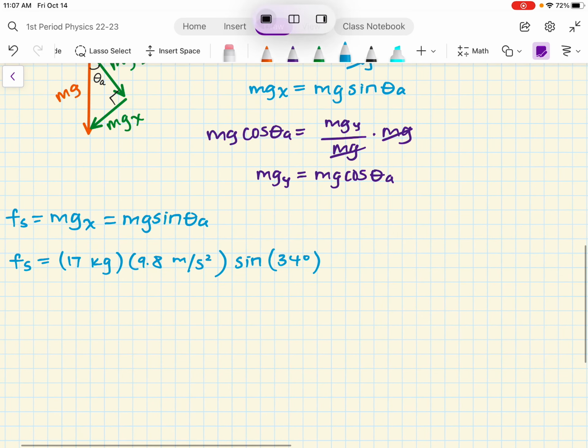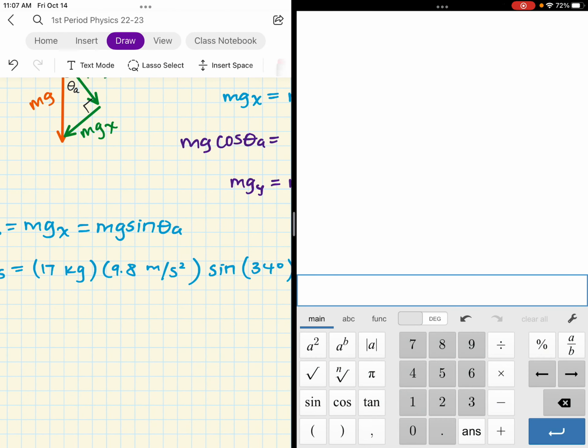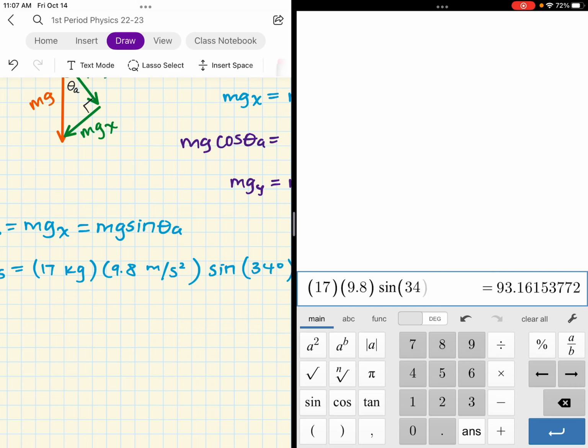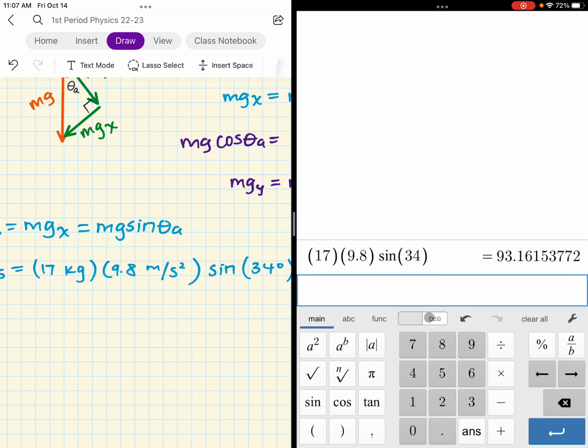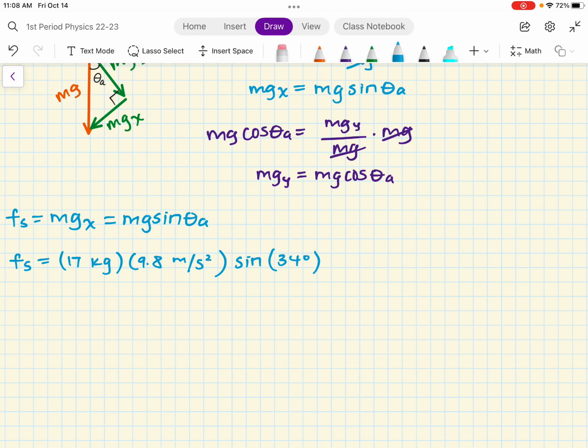There you go. Let's go to decimals. So we have 17 times 9.8 times the sine of 34 degrees. And there's our force. Make sure you have your calculator on degrees, not radians. So 93.161, let's say 162. We're going to round to the nearest thousandth. So 93.162 newtons. That's our frictional force.